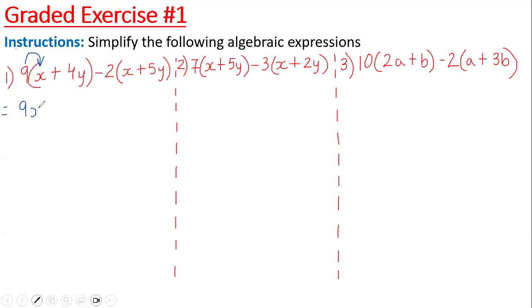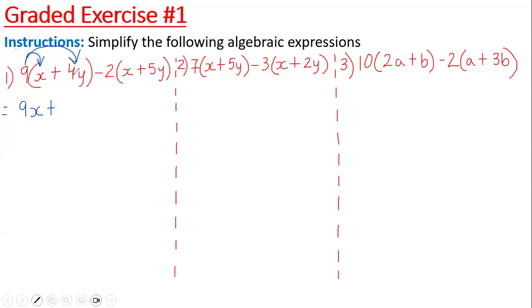Then we have, where is Evan? Evan Green, can you hear me? We have 9 times x, which is what? Evan Green, what is 9 times x? It's right there. 9 times x. It's 9x, right? Yes, sir. Then we have 9 times 4, which is what?